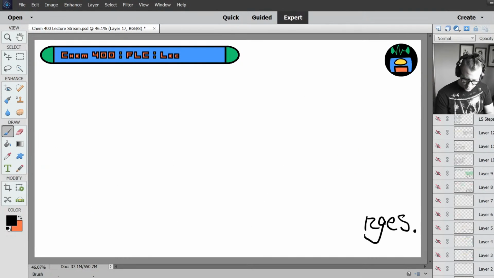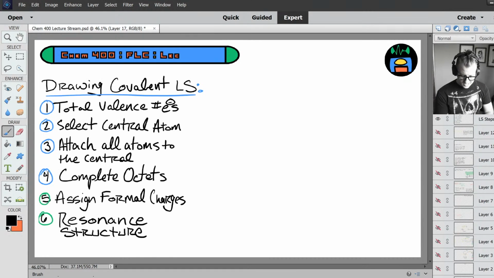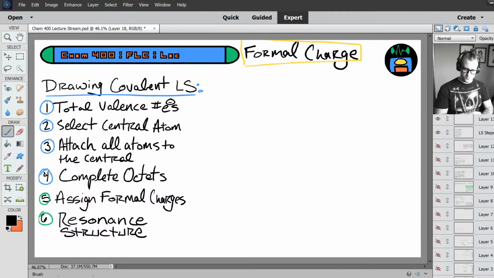Let's do another example where we have to deal with formal charge but don't quite have resonance structures in play yet. Let's draw the Lewis structure for ammonium. All right, NH4 plus. With hydroxide, we saw how to deal with an ion with a negative charge. Now let's look at how we deal with a positive charge.